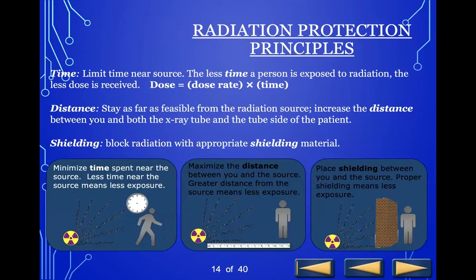Radiation protection principles. The first is time. Limit time near the source. The less time a person is exposed to radiation, the less dose is received. Dose is equal to the dose rate times time. Distance. Stay as far as feasible from the radiation source. Increase the distance between you and both the X-ray tube and the tube side of the patient. And lastly, shielding, which is to block radiation with appropriate shielding material.